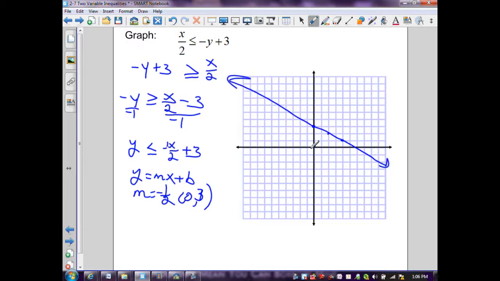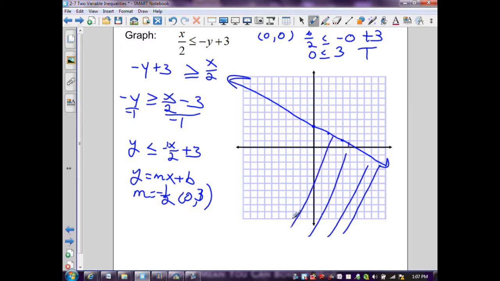I pick a point on either side of the graph. Here I'm going to select 0, 0 because it's not on the line and it's the easiest point I can select. When I substitute in, I'm going to get 0 over 2 is less than or equal to negative y, which is 0, plus 3. That gives me 0 over 2, which is 0, is less than or equal to 3. That is true. Therefore, I'm going to shade on the side from where I selected the point. The point was below the graph, therefore I will shade below the line.